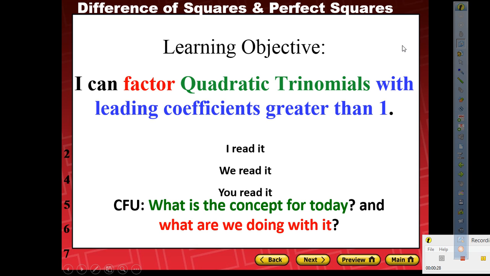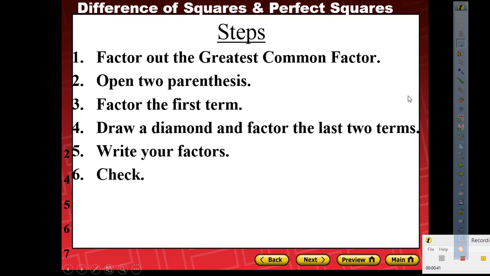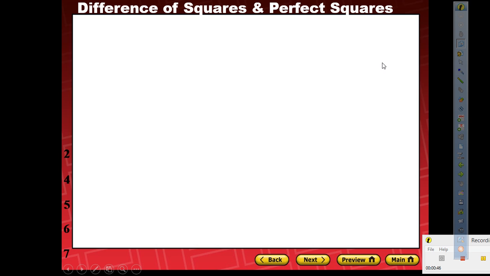We don't need a review model because we already know what quadratic trinomials are, right? We covered that. We got some steps down for the process of factoring. What I do want to elaborate on today, we're going to cover two different types of polynomials. The first one is a perfect square. So let me elaborate on that.